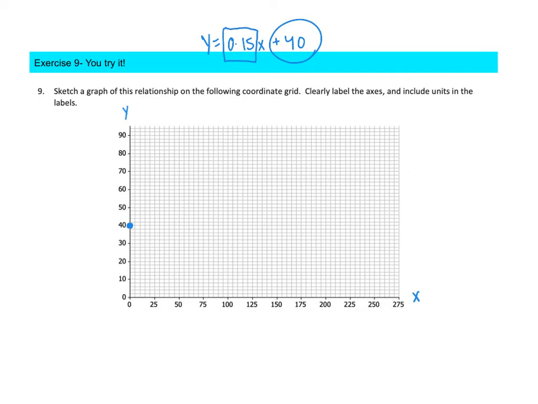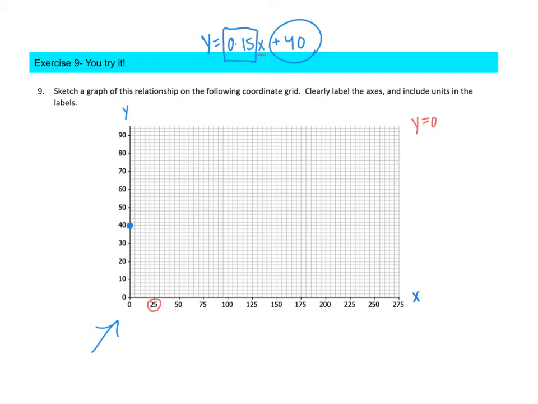So we're going to be going up 15 cents over 1. But if you look down here, for our x-axis, our intervals are not in increments of 1. So what we're going to do is apply our equation to find where our dot is going to go when it crosses this 25 line. So this 25 is our x. I'm going to change this x to a 25 to figure it out.